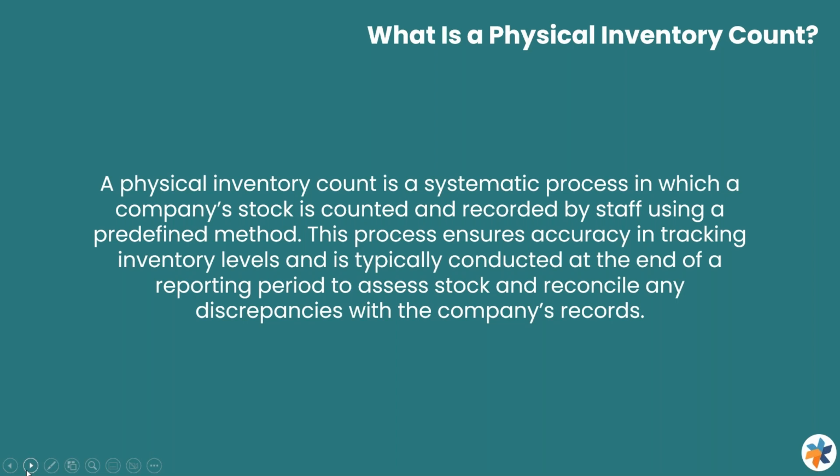So we wanted to go into a little descriptive of what a physical inventory count is. It's a systematic process in which your company's stock is counted and recorded by staff using a predefined method. This ensures accuracy in tracking inventory levels and is typically conducted at the end of the reporting year to assess stock and reconcile any discrepancies within your company. This will also allow you to make any adjustments that are needed for your physical inventory as well.